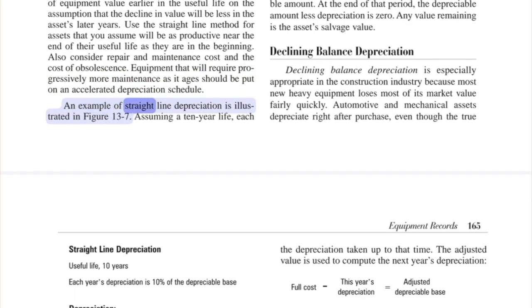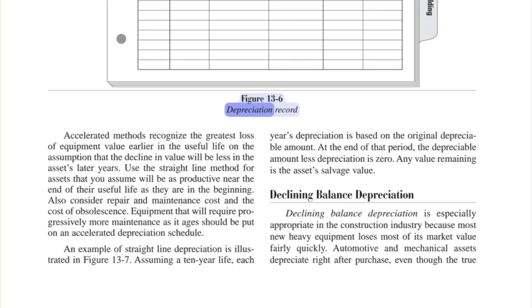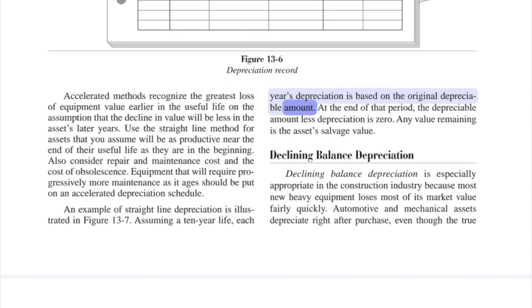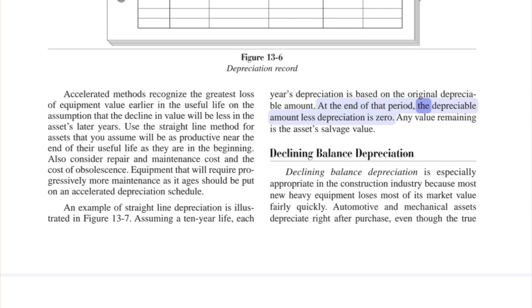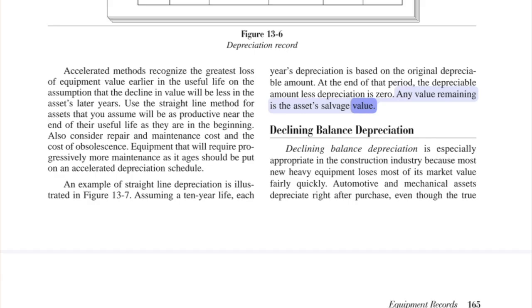An example of straight-line depreciation is illustrated in Figure 13-7, assuming a 10-year life. Figure 13-6 depreciation record. Years' depreciation is based on the original depreciable amount. At the end of that period, the depreciable amount less depreciation is 0. Any value remaining is the asset's salvage value.